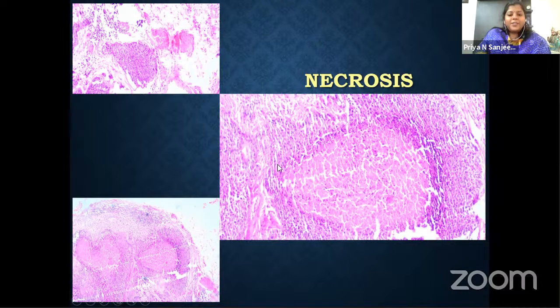How do you identify the necrotic area? It appears as a pink granular area, and they are usually infiltrated with some inflammatory cells, mainly neutrophils. So there is another terminology called lymphocytic necrosis.